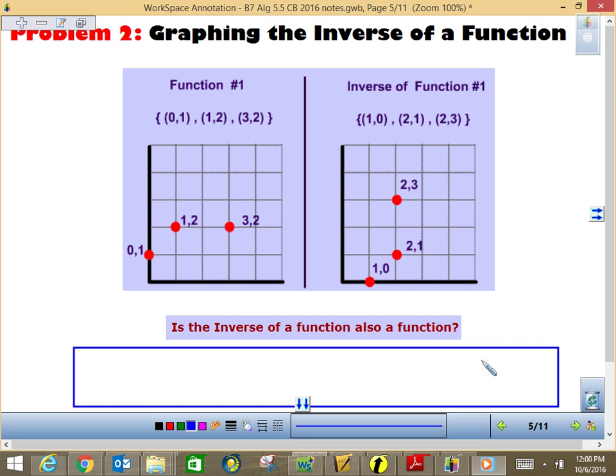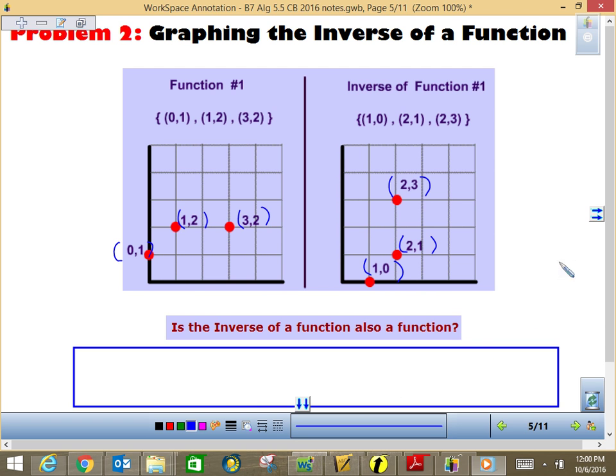So if we are graphing two functions, if we graph function 1, we put (0, 1), we put (1, 2), we put (3, 2). Of course, we would always have ordered pairs, right? So we have parentheses around these. Please put parentheses around them, because when we're talking about an ordered pair, you want to have the parentheses, or else I'm marking it wrong for you.